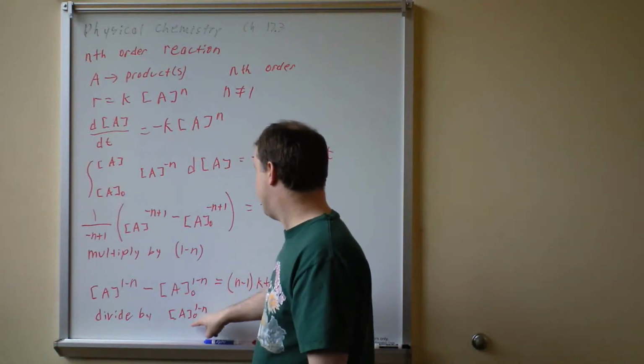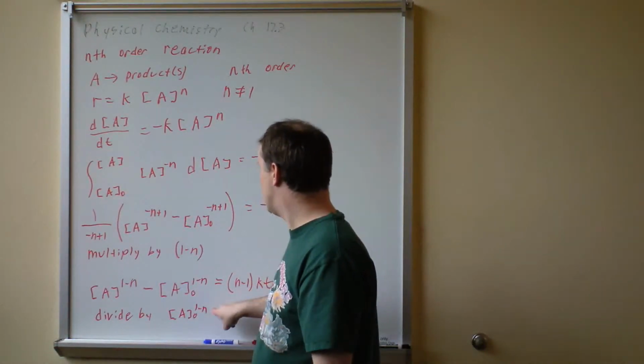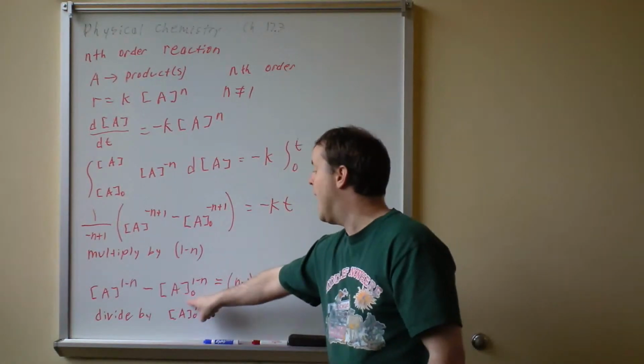Now what we want to do is divide by the initial concentration of A to the 1 minus n. Notice I didn't say we're going to add it, we're going to divide.